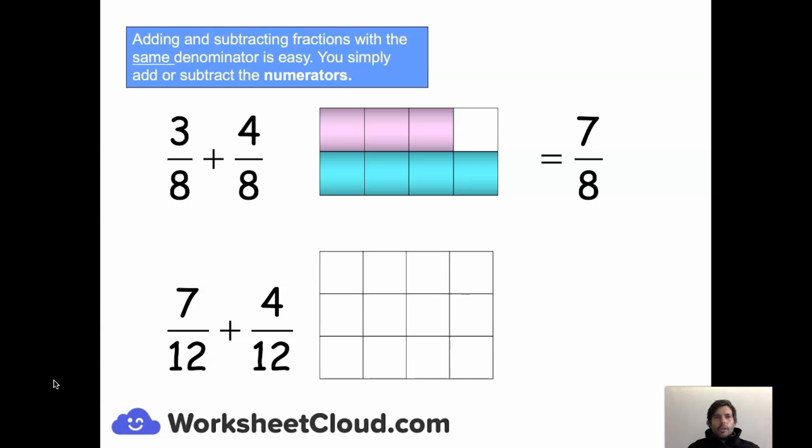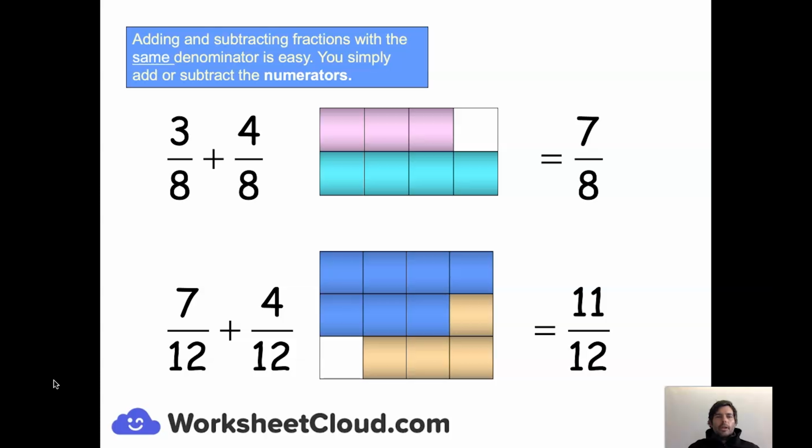For the second question, I can see I've got 7 over 12. I need to add 4 over 12. Okay, so I can see now there are 11 shaded in, and it's 11/12 that are shaded in. So again, adding the numerators and keeping the same denominator.